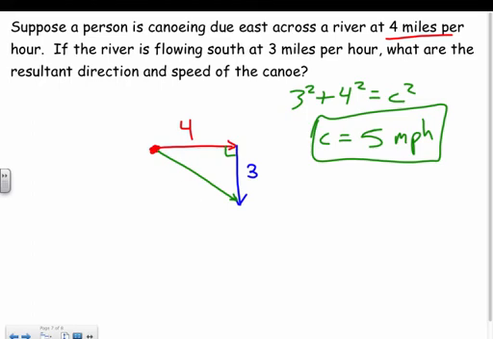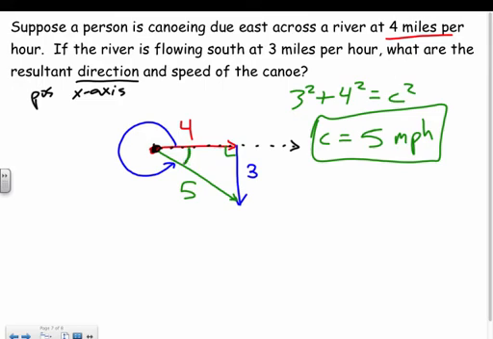Okay, so I know it's going 5. Well, direction. Remember, direction is always based off the x-axis, the positive x-axis. So let's kind of draw it in. Here's my starting point. There's the positive x-axis. So I'm looking for which direction? Boom, started off there, that direction. Okay, so it's kind of like that last example. I could find this angle measure, right, and subtract it from 360.